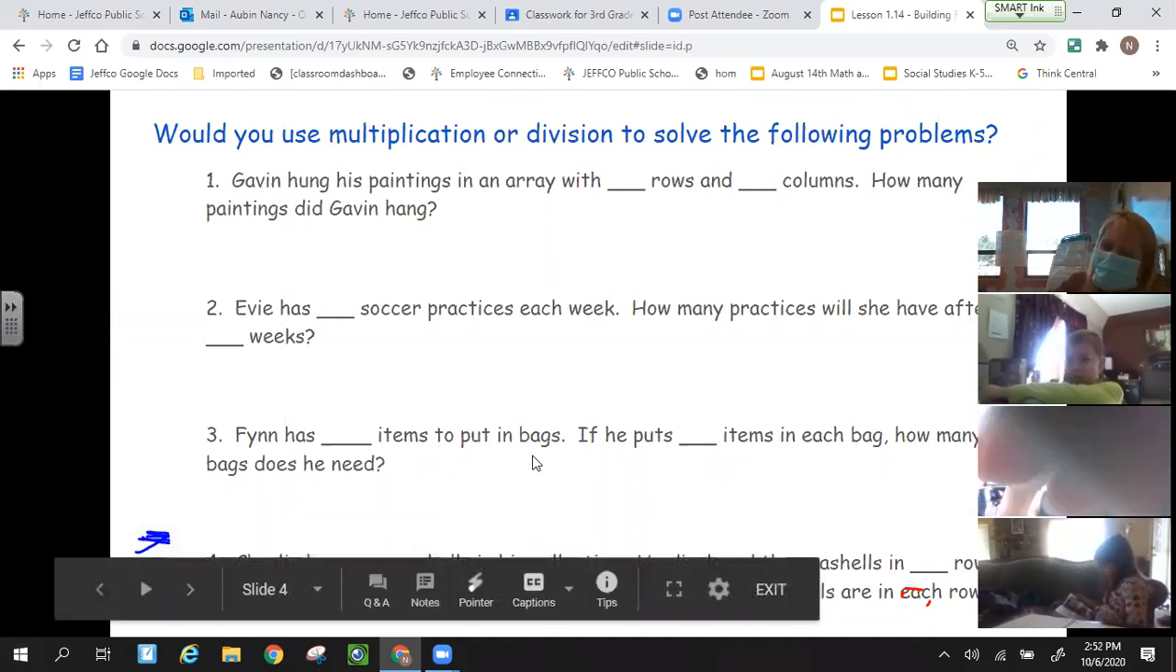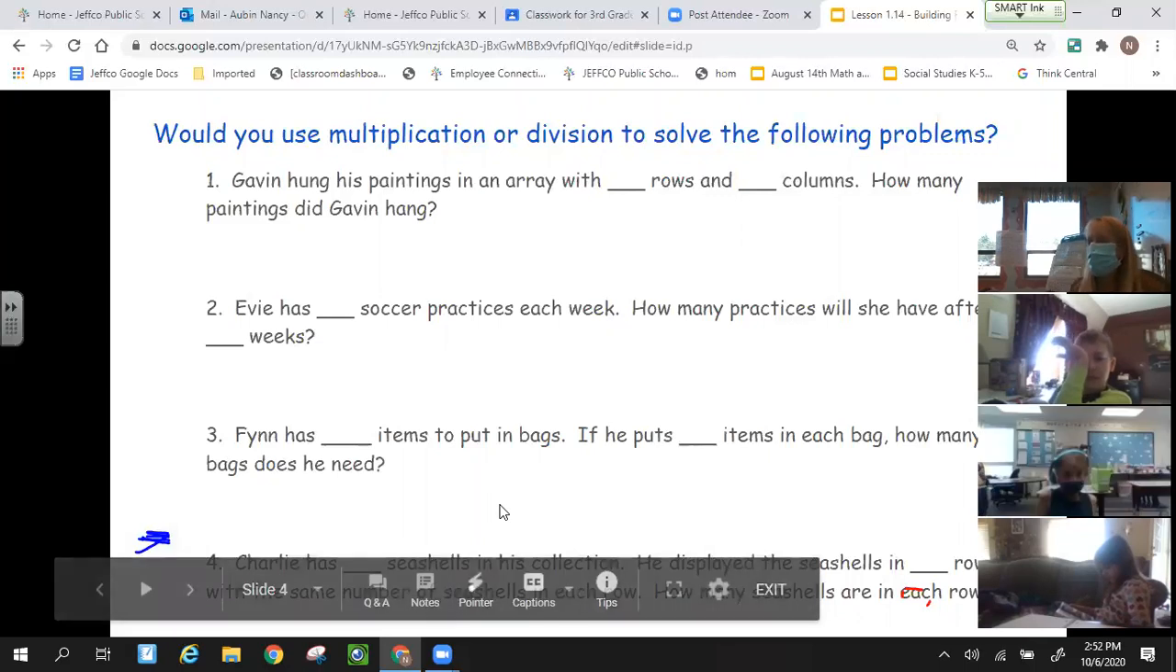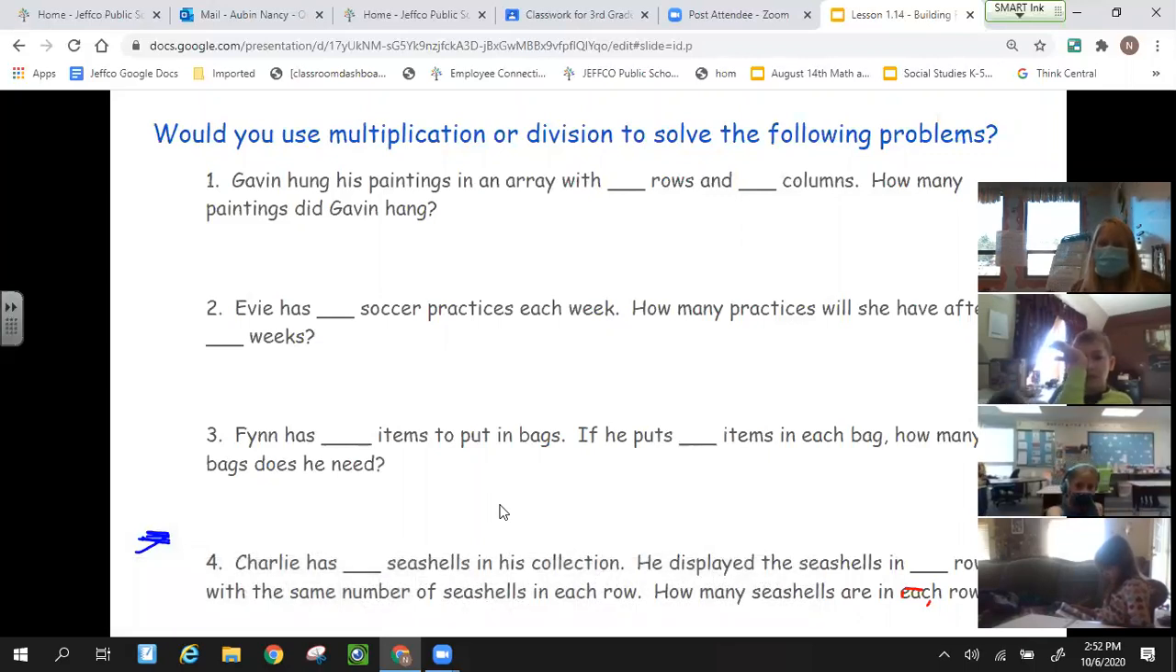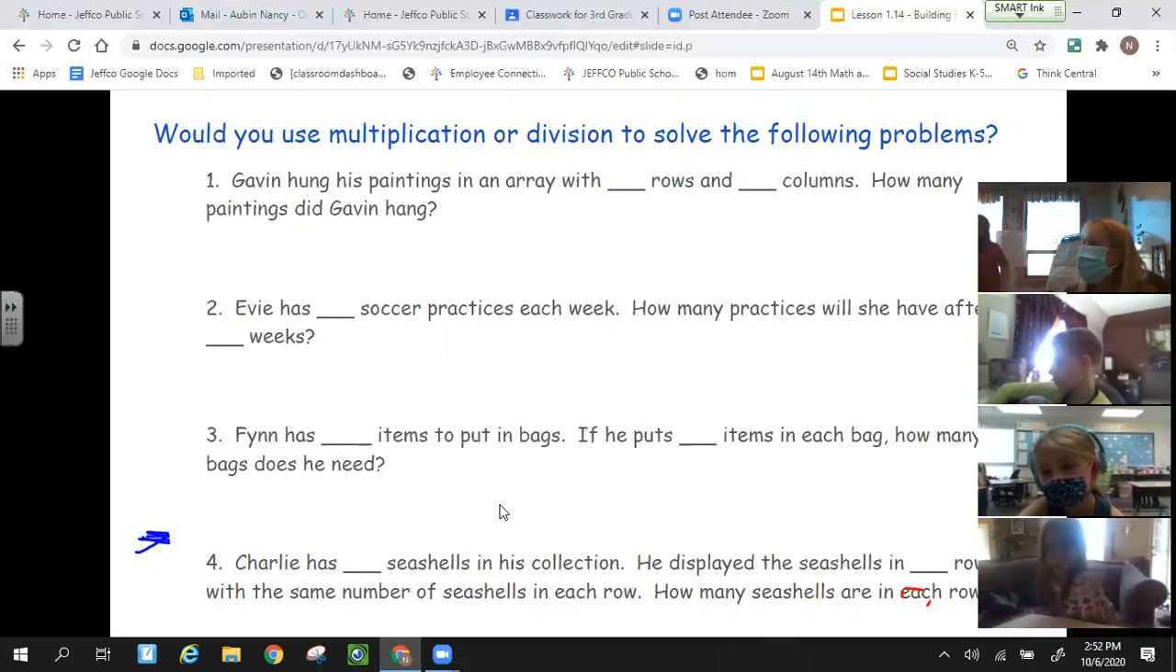Finn has blank items to put in bags. If he puts blank items in each bag, how many bags does he need? Multiplication or division? Stand up if you think it's multiplication. Okay, sit down, stand up if you think it's division.